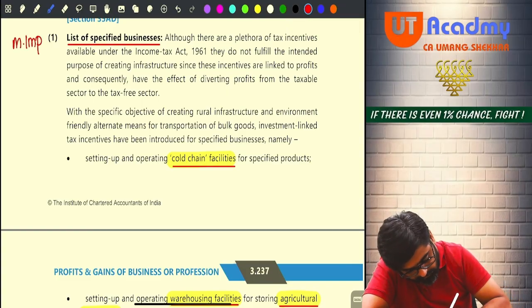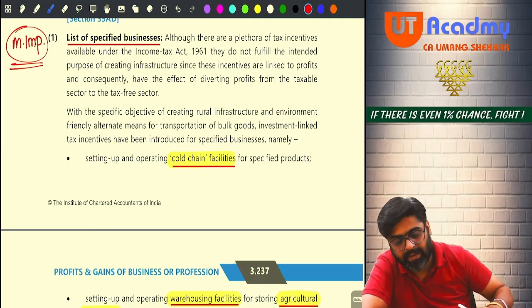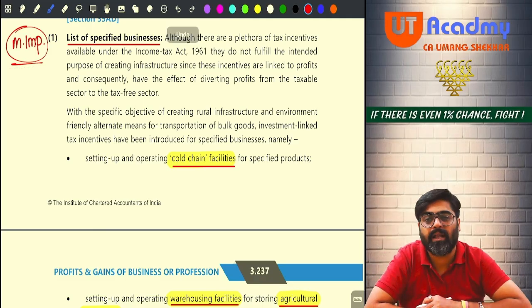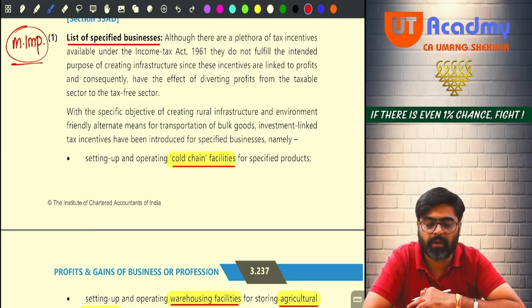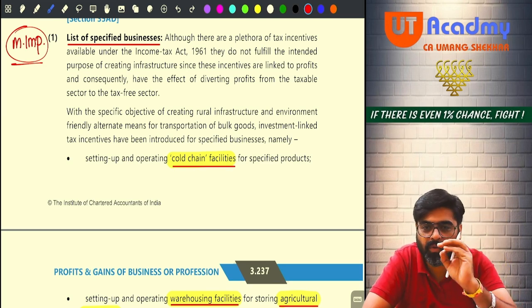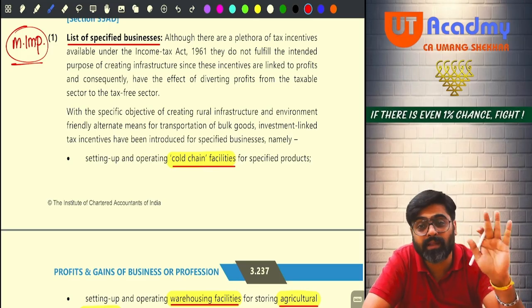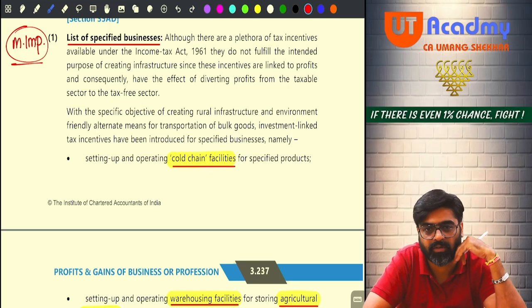Most important. All these names must be known to you. In the entire income tax, they are telling you not to remember many things, but at least a few things we will expect you all to remember. Out of those few things, we want you to remember the names of these businesses. Yes or no?